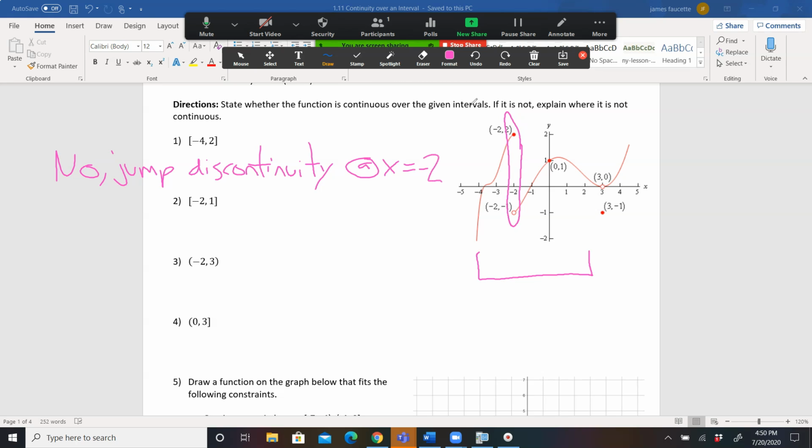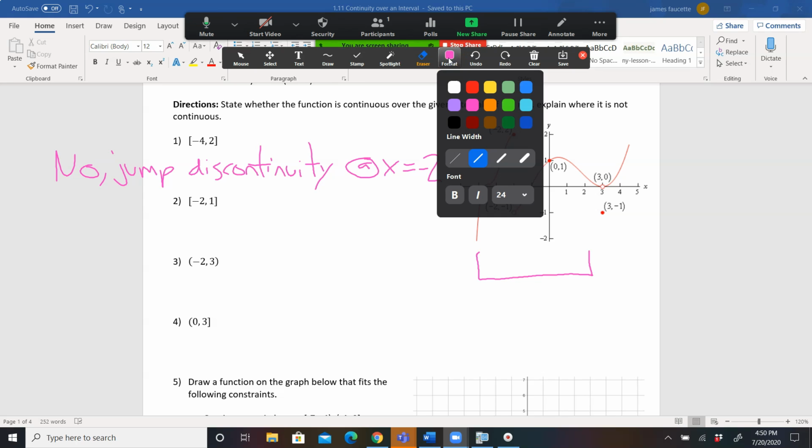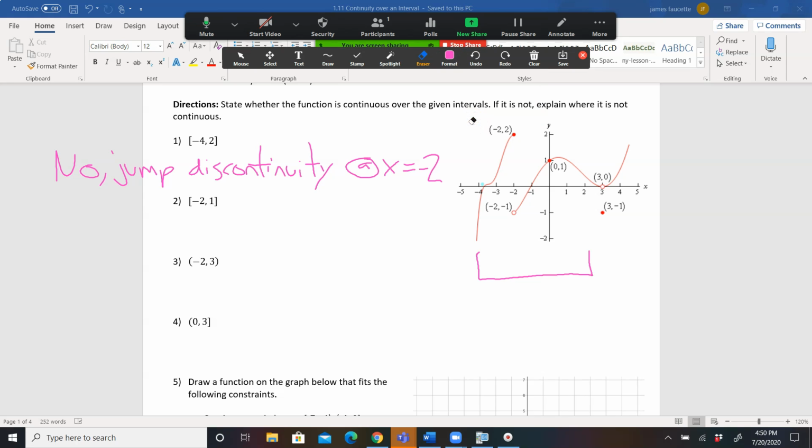And again, if you're not familiar with jump discontinuities, a jump discontinuity is when the limit, as we approach the value from the left, so as we approach -2 from the left or the negative side, right, that limit is different than as we approach from the right. So that's what I mean when I say jump discontinuity.